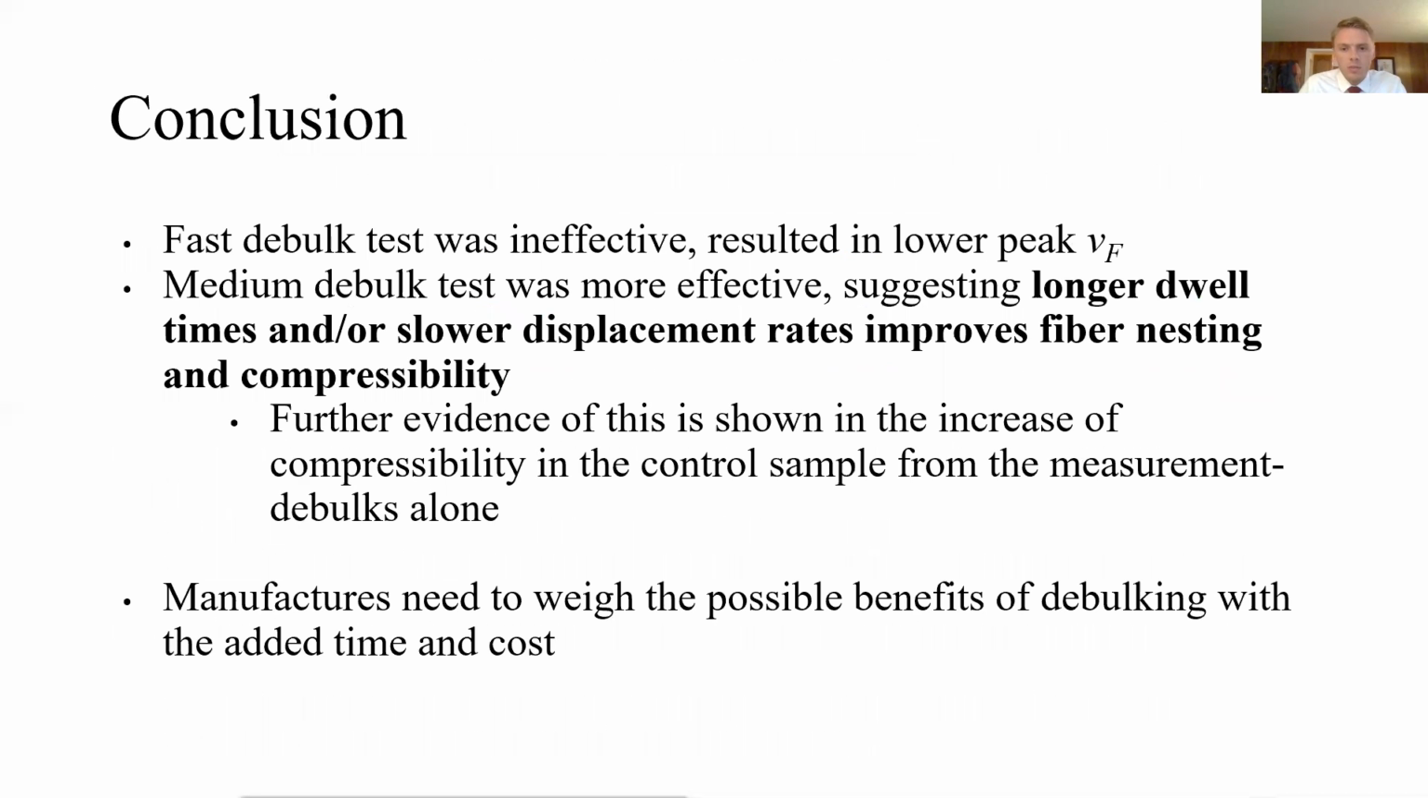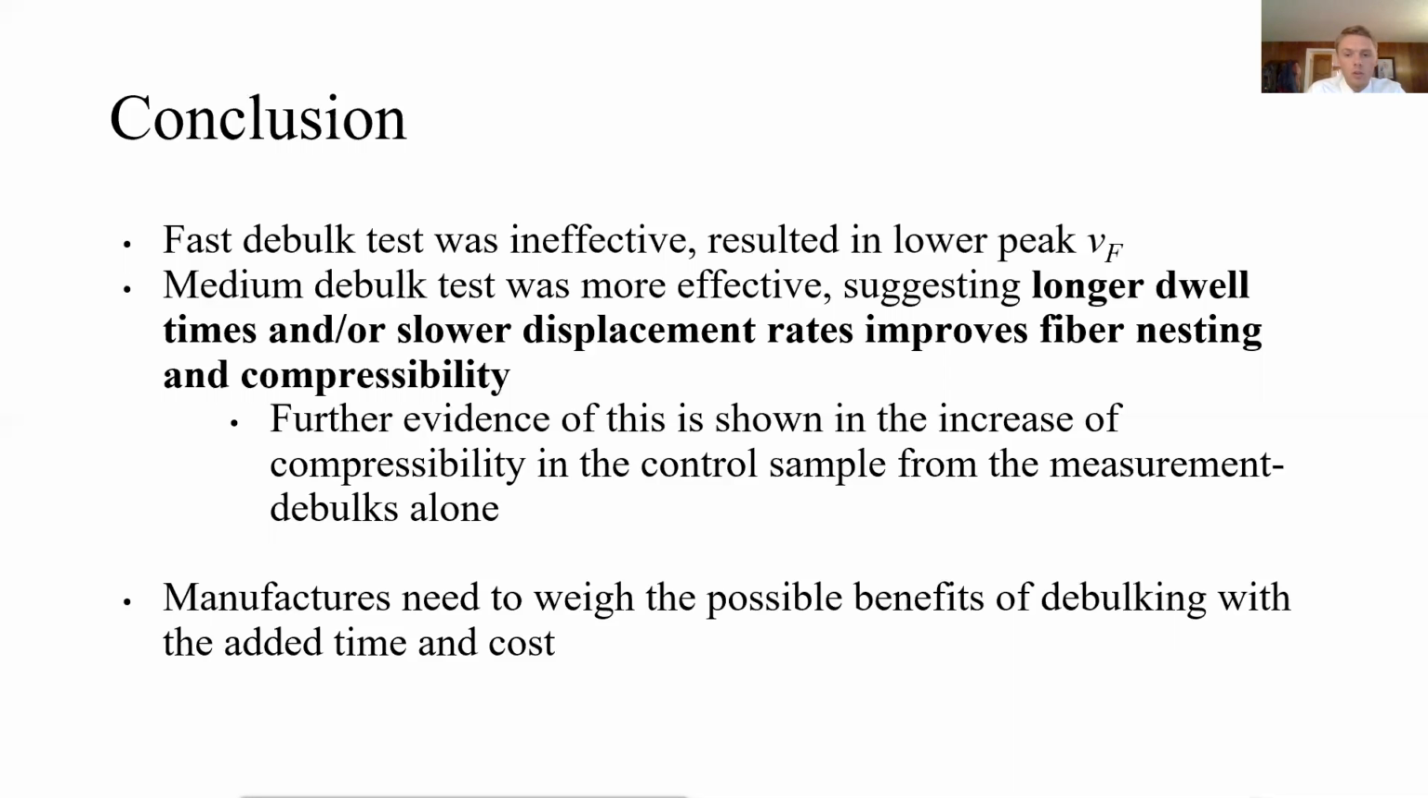Okay, so first off, it seems like the fast debulk test was ineffective in improving peak volume fraction unless it was performed immediately prior to vacuum infusion. If the fibers were left to relax, the test had little effect in improving volume fraction and actually could result in the fibers, the way that they're laying out, becoming unnested rather than showing improved nesting and improved compressibility. The medium debulk did seem to result in better improvements in volume fraction. This suggests that longer dwell times and or slower displacement rates improved fiber nesting and compressibility in the sample.